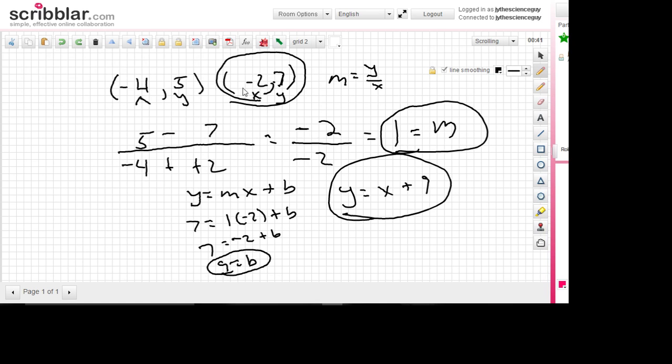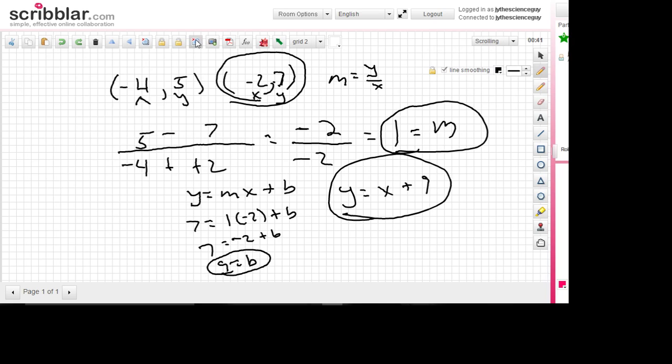So if they give me 2 points, we stack and subtract. The y always goes on top, and that's to find the slope. Once we find the slope, we can use either one of the points, and we do the exact same thing that we did before. So I'm only adding one more piece: finding the slope. Everything else you already know how to do. So now we just have to find the slope and then use it.